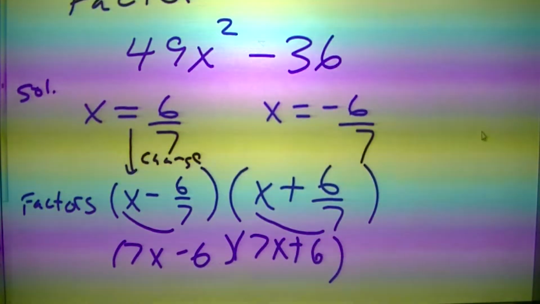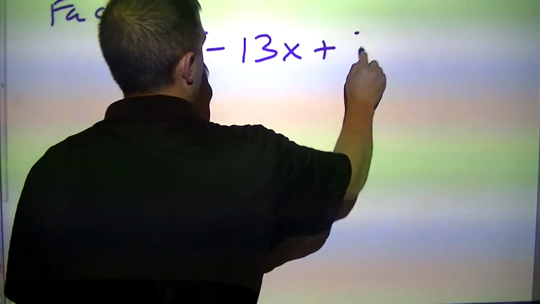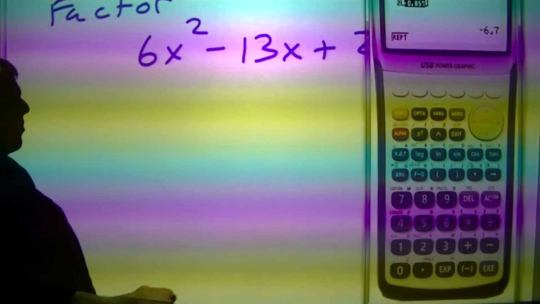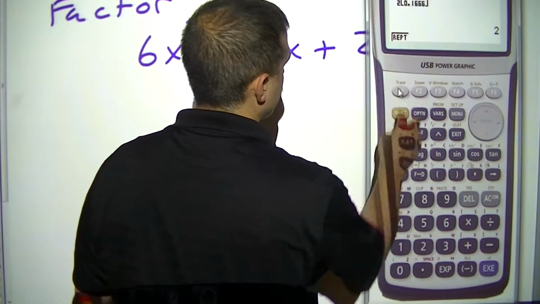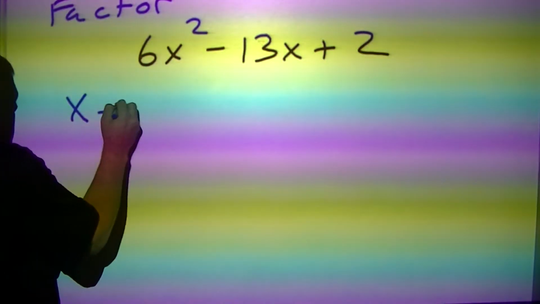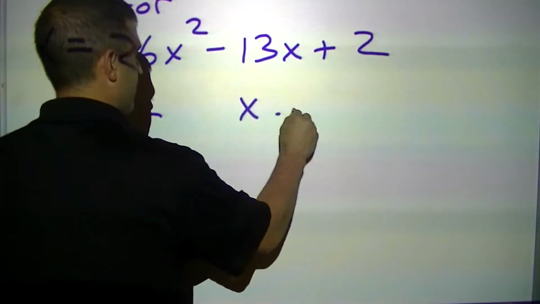Okay, another factoring example for you to look at would be something like this. Let's say I've got 6x squared minus 13x plus 2. So what I want to do is go back to equal. I do 6, negative 13, and 2. I solve. I get x equals 2. And if I scroll down here, x equals 1/6.